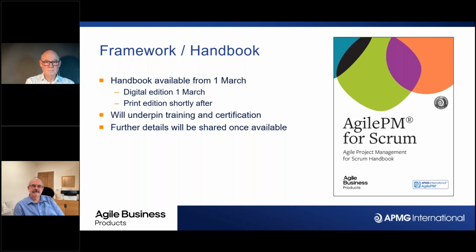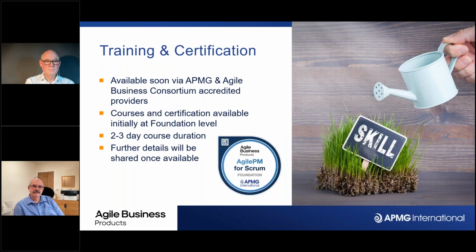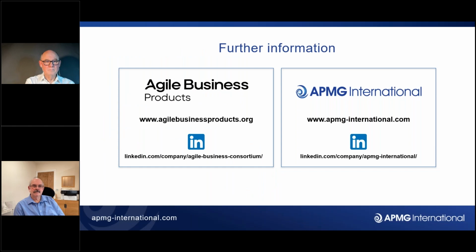And just a note that you can see on the screen there, the handbook itself will underpin training and certification, which brings us nicely on to the next slide, which will be available alongside once the handbook is launched. So we'll have training providers in place ready to serve any training requirements, and it will be a foundation level initially for AgilePM for Scrum. So that's what courses and certification will be available, and you'll typically see a 2 to 3 day course duration. As I said on the previous slide, we'll send a follow up to everyone that's registered once those are officially available.